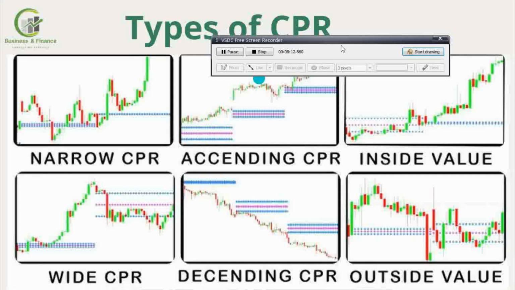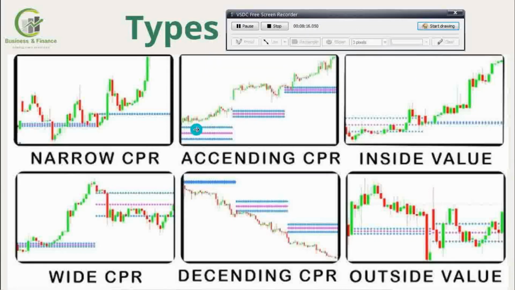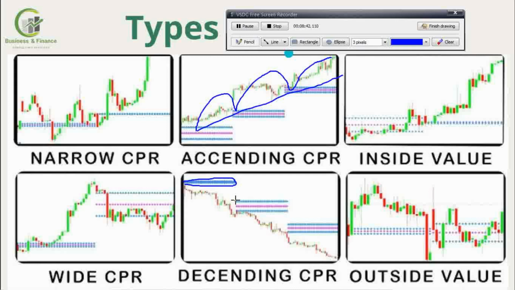The next CPR is ascending, which will be like a staircase moving upper and upper, and the CPR will act as support in this uptrend market. Now the opposite of ascending CPR is descending CPR. Descending CPR is just the opposite of ascending. The CPR will have a lower range compared to the previous day's CPR. So during this market we can sell or short at every rise, and the CPR will act as resistance.